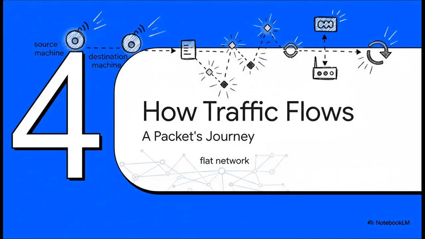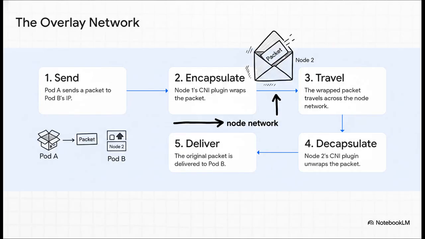So we know the what, this big flat network. Now for the really cool part, the how. Let's actually trace the journey of a single packet of data as it travels from a pod on one machine to a pod on a completely different one. This is where the magic happens. All right, here's how it works.